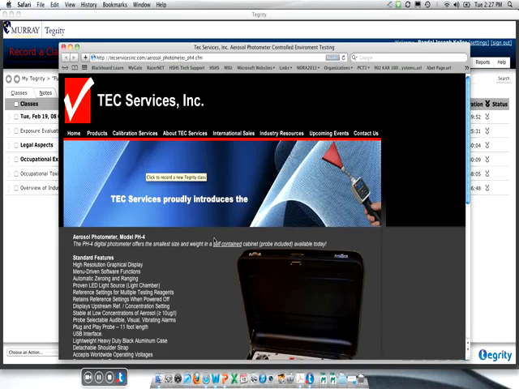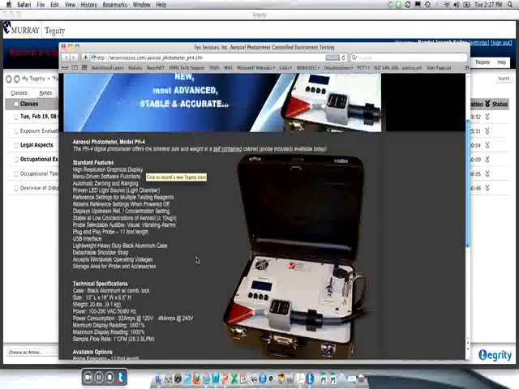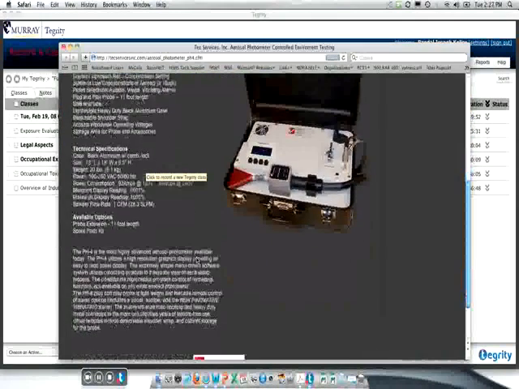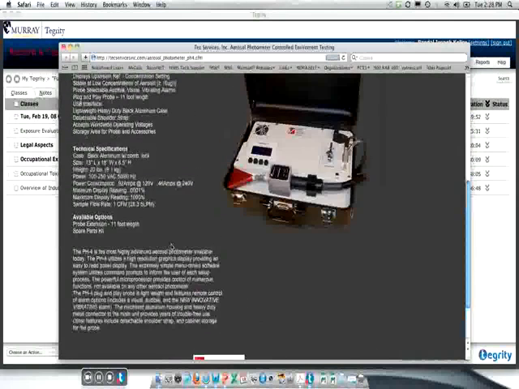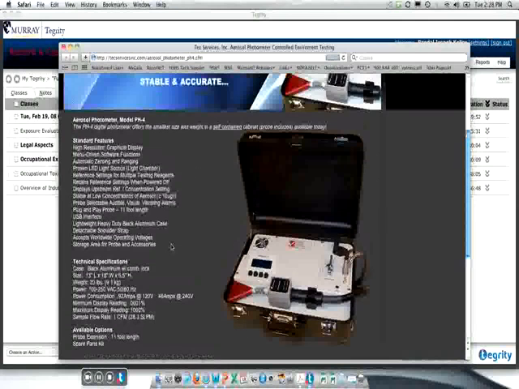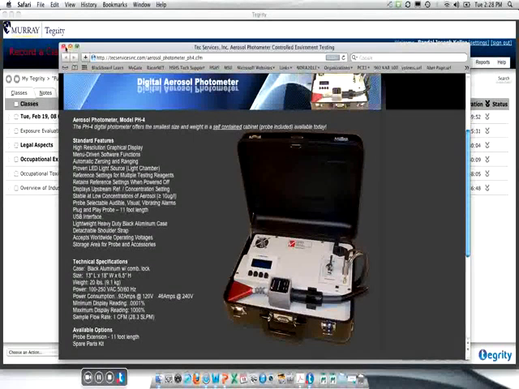This is one by Tech Services. And it's a direct reading aerosol photometer, and it works by one of the methods that I'll be talking about in just a second. But basically what it will do is go into an area where there's particulate matter or aerosols present and give you a direct reading on what the concentration of those aerosols are in that particular environment.